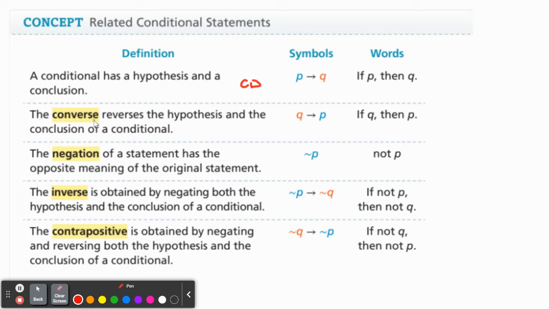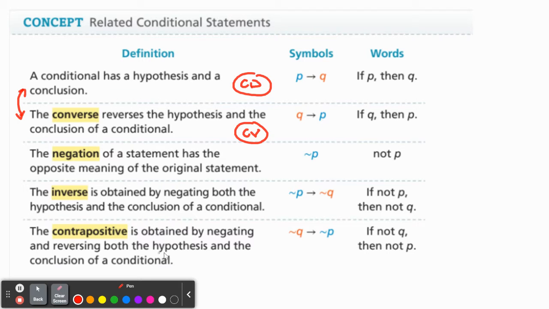The converse is where you reverse the hypothesis and the conclusion of the conditional. So it's very much related to the conditional, it's just the opposite order. I use CV for converse, so CD for conditional, CV for converse, and you'll see if Q then P. Just reverse the order of the hypothesis and the conclusion.